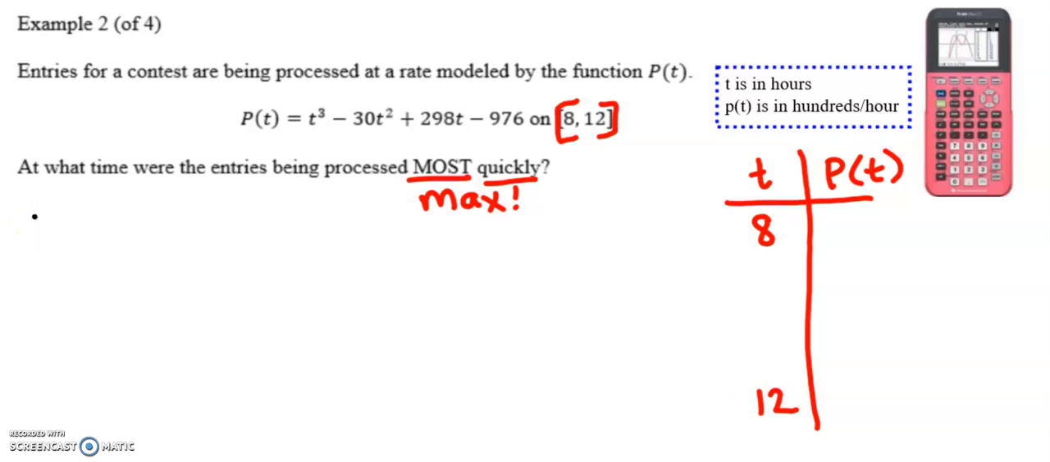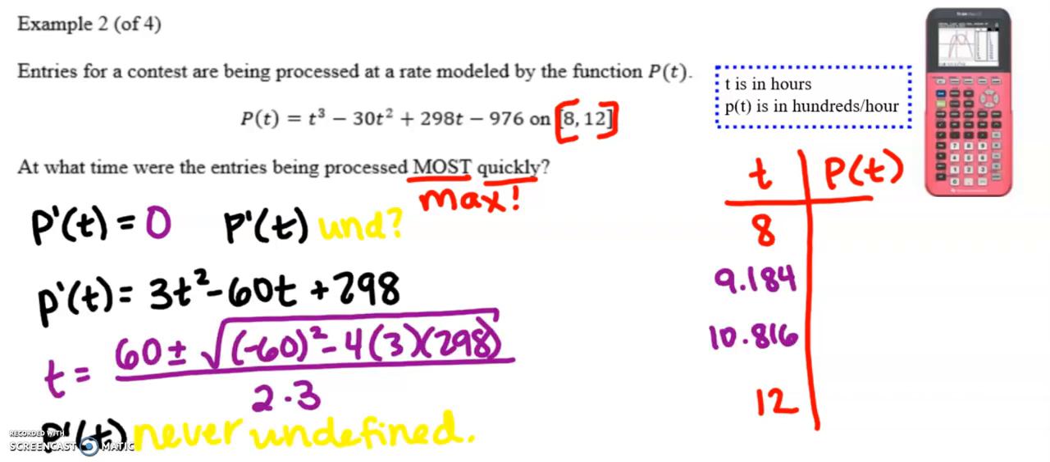Remember, the other critical numbers will come from P prime of t being equal to 0, or where P prime of t is undefined. So go ahead and try to find those two things. Pause your video. Hint, you may need the quadratic formula. Go ahead and find me those two times. All right, so P prime of t is this nice quadratic. This quadratic does not factor nicely, so I used the quadratic formula. I came up with these two values from my calculator.